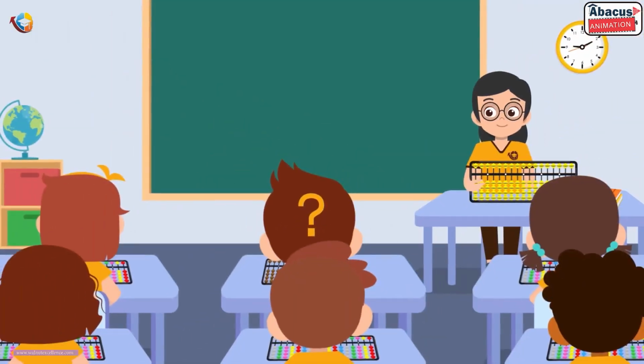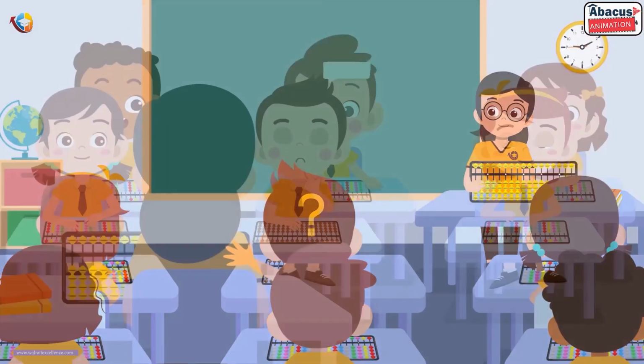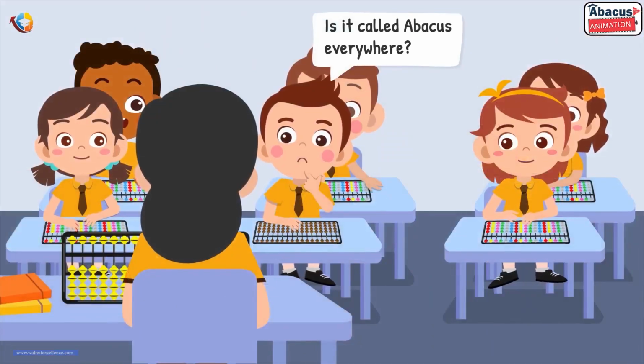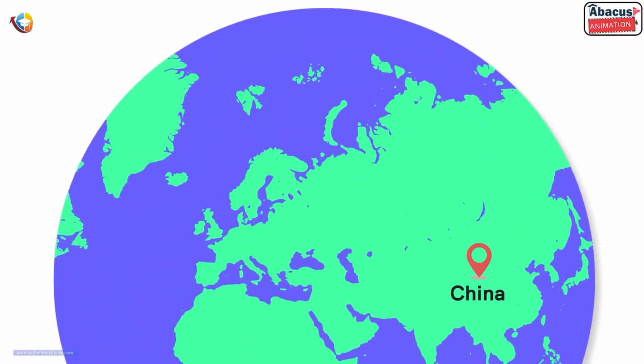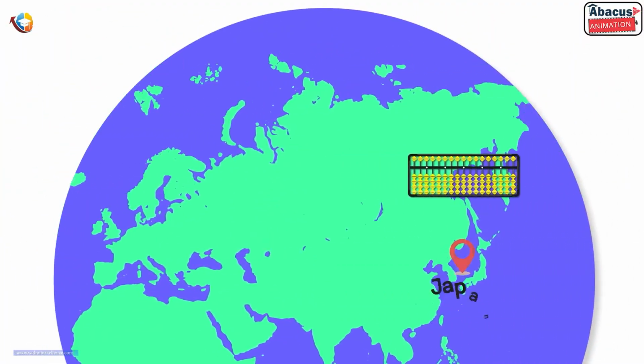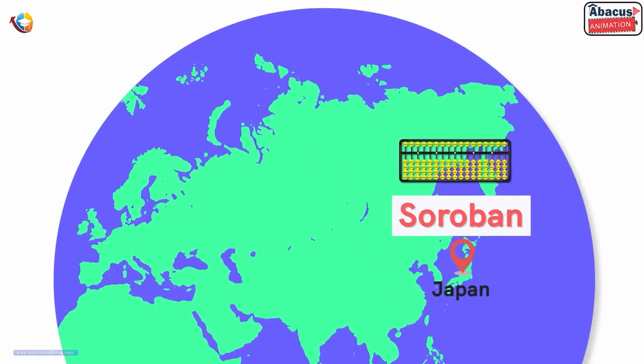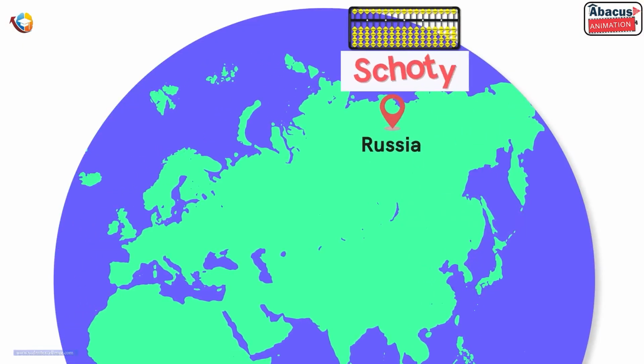It seems our friends have a question. Is it called abacus everywhere? Well, not really. In China, the tool is called suanpan. In Japan, it's called soroban. And in Russia, it's called shorty.